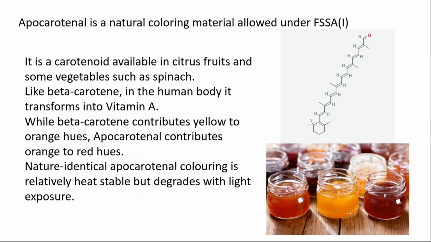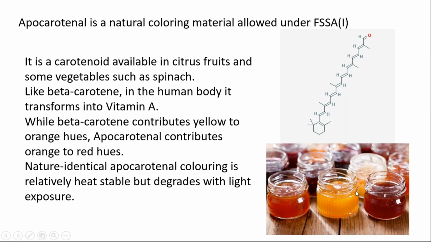Another color which belongs to the carotenoid family, which is used as a natural coloring agent and which is permitted by the Food Safety and Standards Authority of India, is apocarotenol. This is a carotenoid which you mainly find in citrus fruit and vegetables like spinach. And like beta carotene, apocarotenol can be transformed into vitamin A.